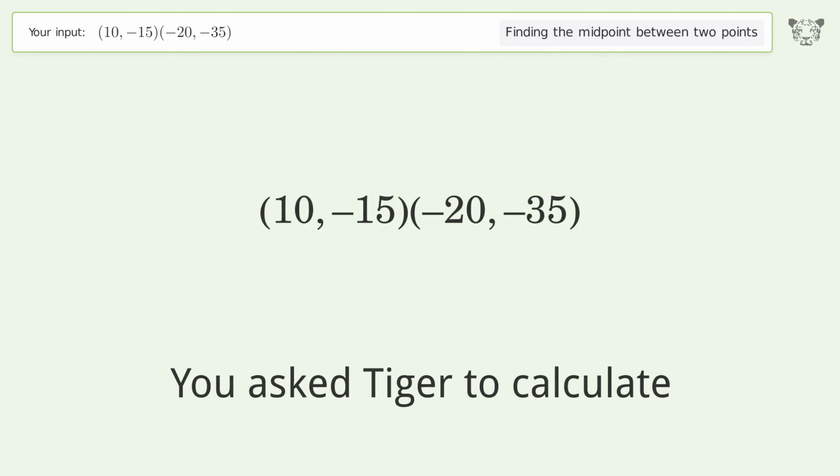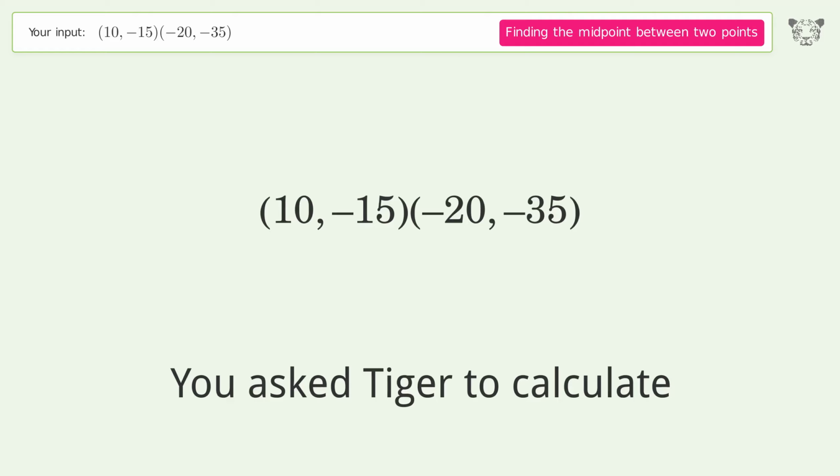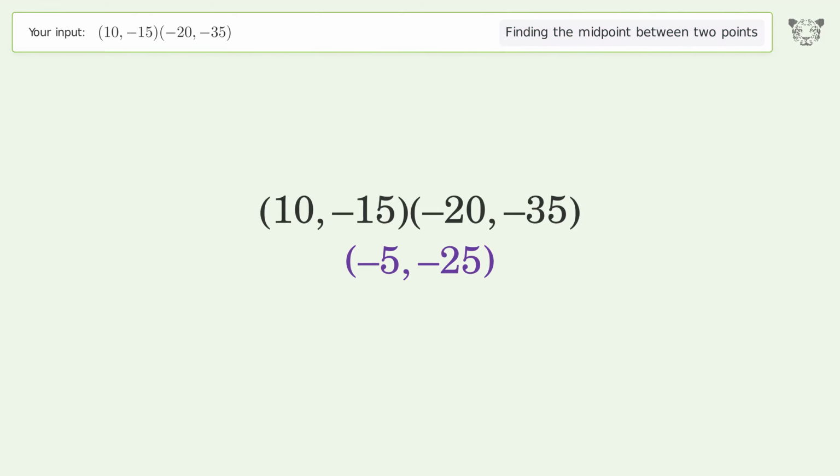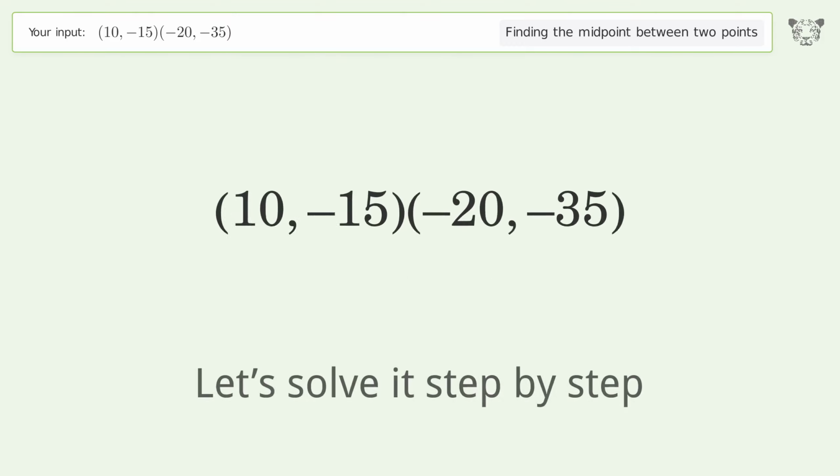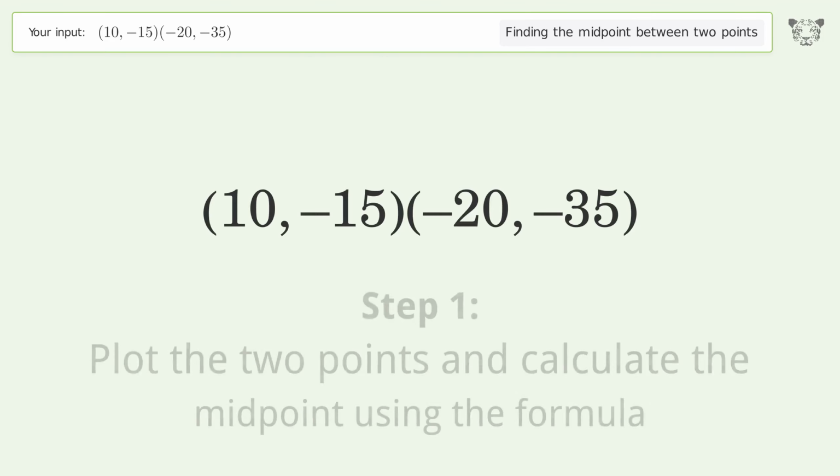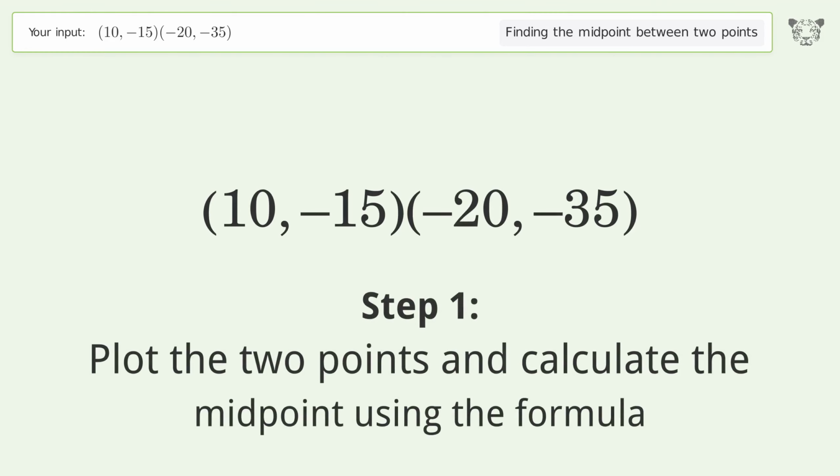You ask Tiger to calculate. This deals with finding the midpoint between 2 points. The midpoint between the 2 points is -5, -25. Let's solve it step by step. Plot the 2 points and calculate the midpoint using the formula.